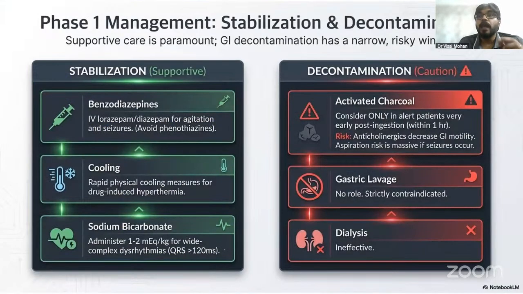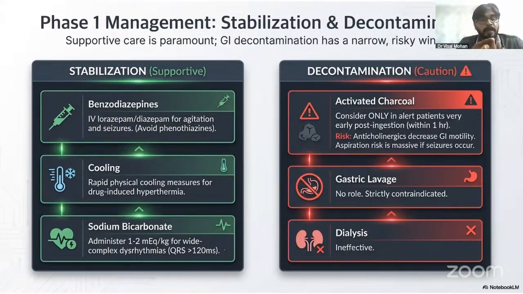How do you manage a patient with anticholinergic toxicity? Three things that we need to know: how do you stabilize the patient, how do you decontaminate the patient, and how do you treat the patient? So, how do you stabilize this patient? The patient may be presenting with agitation or seizures. Lorazepam or diazepam, we can give an IV dose. Okay, we can give it to the patient. Along with that, because of excessive hyperthermia, we can give rapid cooling measures.